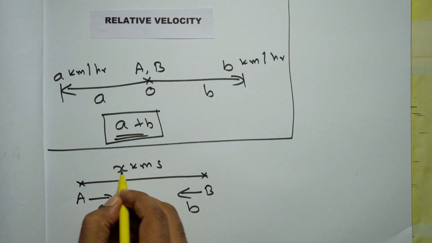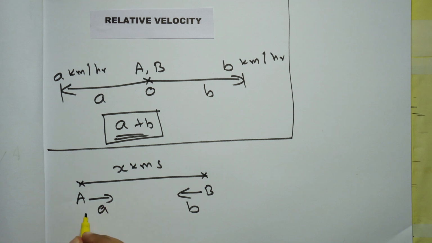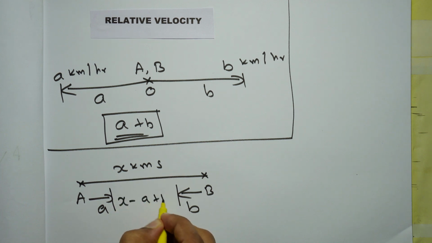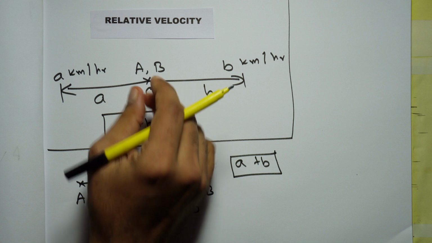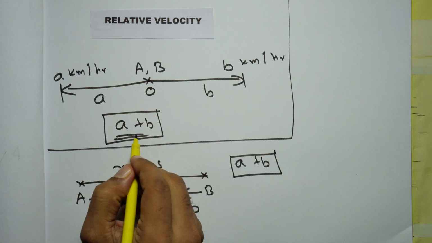Initial distance between them is x kilometers. Now A speed is A kilometers per hour, so in 1 hour A will do A kilometers. B speed is B kilometers per hour, so in 1 hour B will do B kilometers. So after 1 hour the distance will become x minus A plus B. So you can see that initially it was x, after 1 hour it has become x minus A plus B. That is, they have got closer by A plus B kilometers per hour. So in this case also relative velocity is always A plus B.